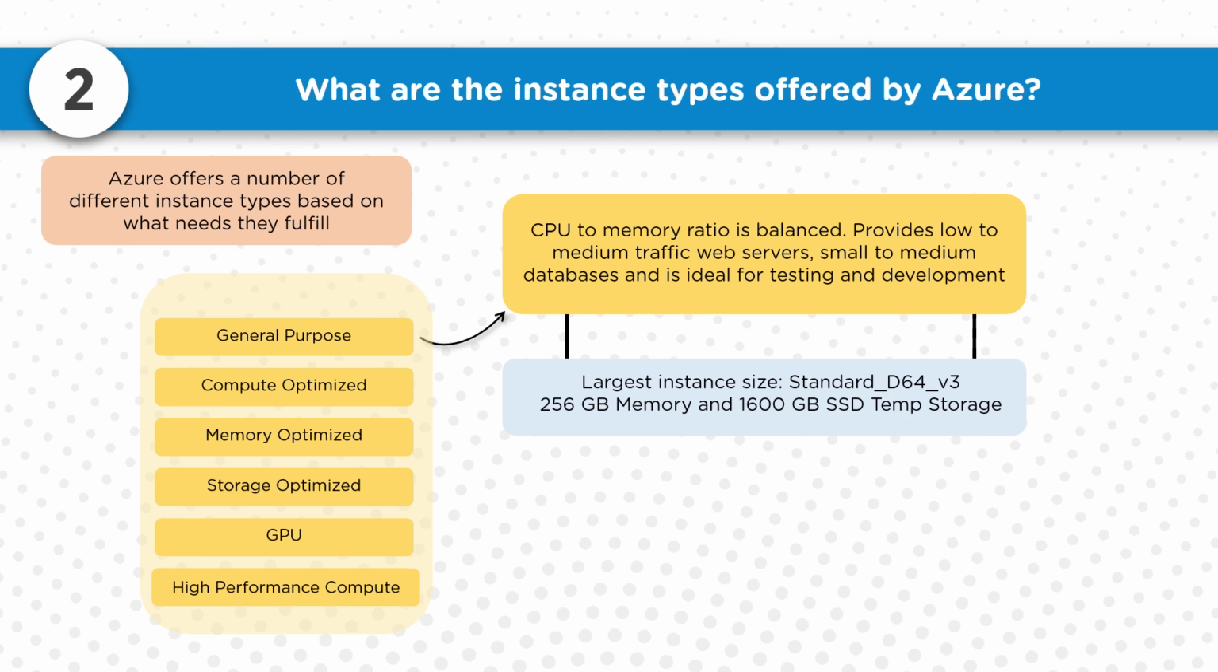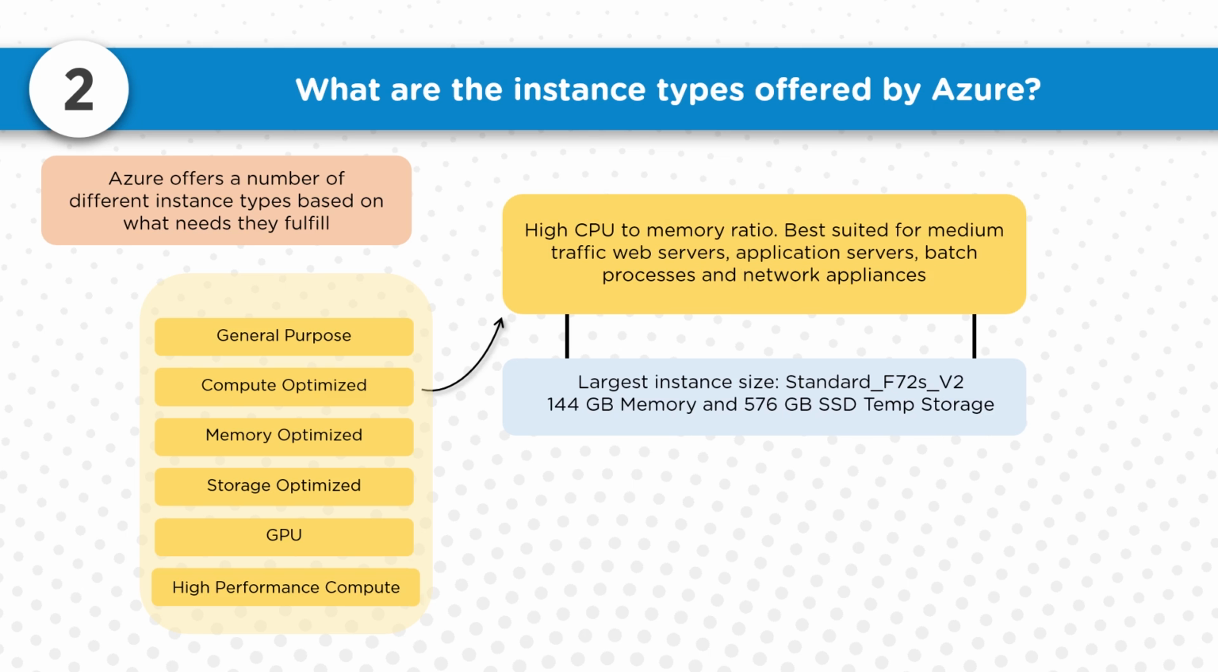And if you're trying to build a proof of concept for an idea that you just have, this is another good server for doing proof of concepts, because you're not going to send actual traffic to it. I just want to show that your idea works. So a general purpose server is a very good use case for those scenarios. And the largest instance size we can get in general purpose is Standard D64 v3, which comes with 256 gigabytes of memory and 1600 gigabytes of SSD temporary storage.